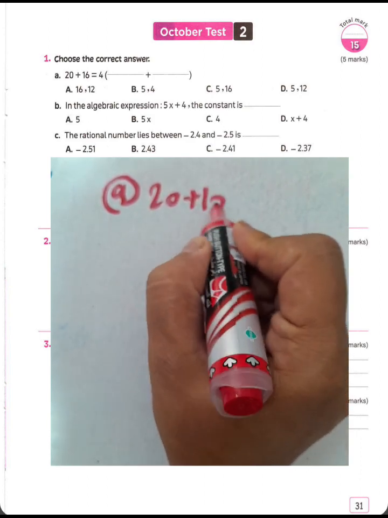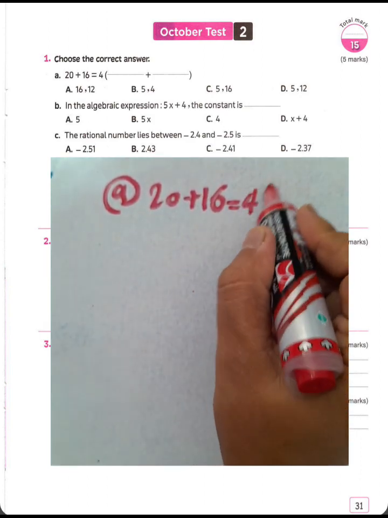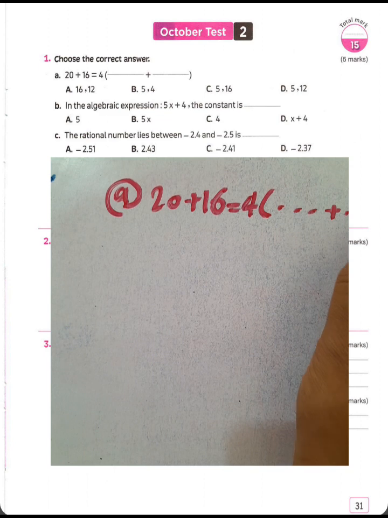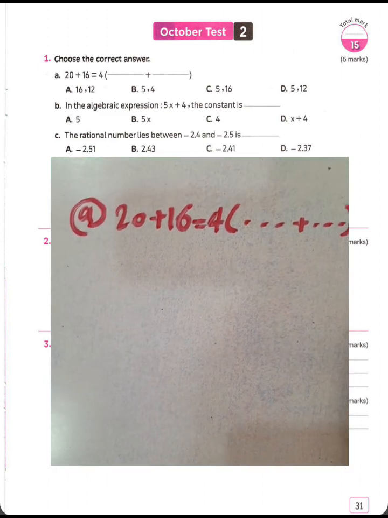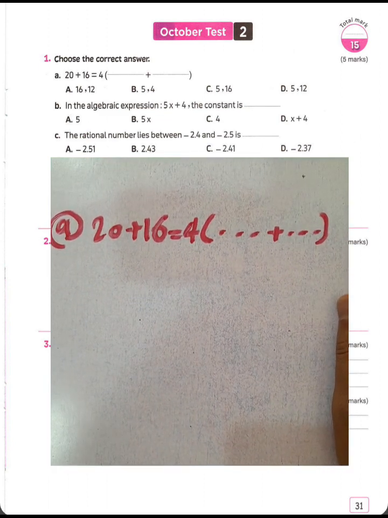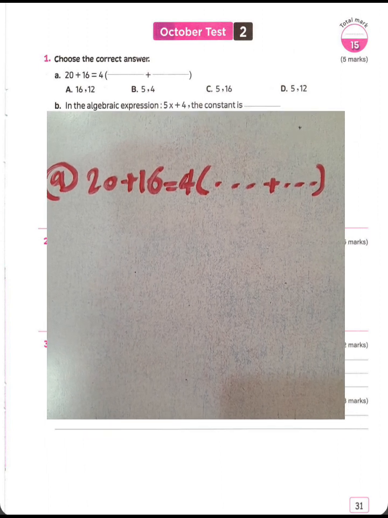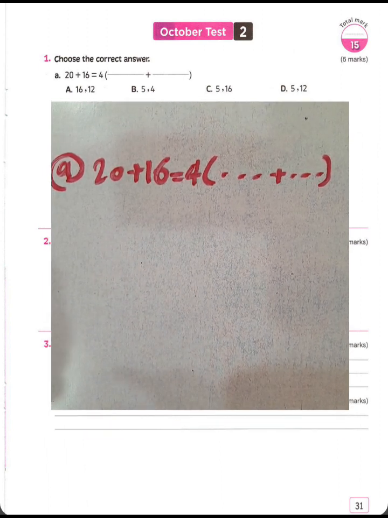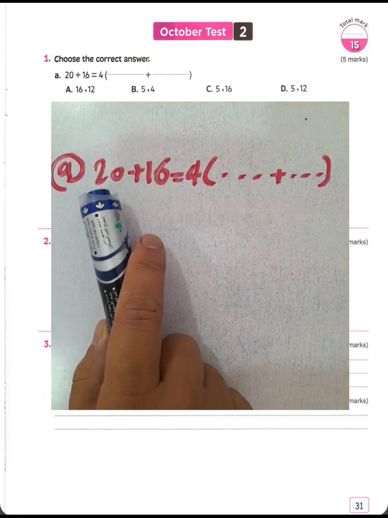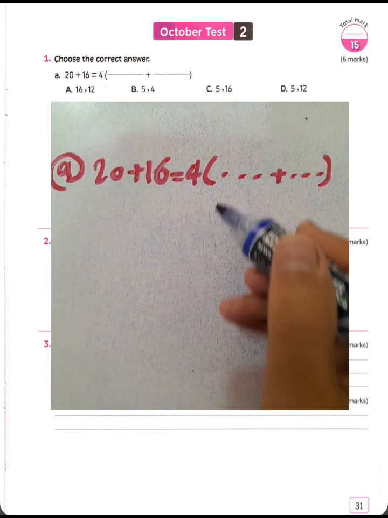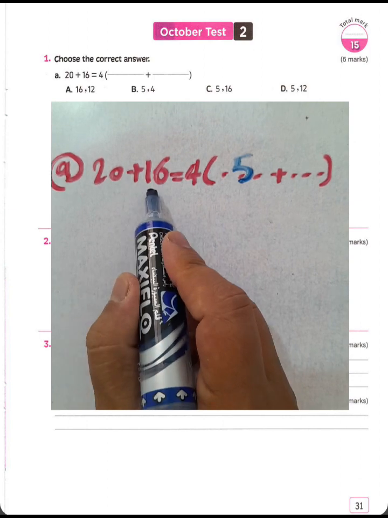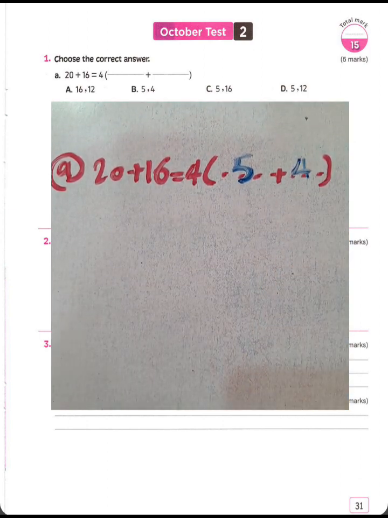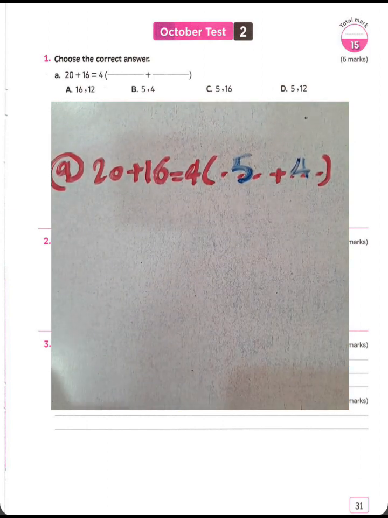20 plus 16 equals 4 multiplied by the parentheses. We know 20 and 16, the greatest common factor between the two numbers here equals 4. Then we can find the first number by using division. 20 divided by 4 equals 5. 16 divided by 4 equals 4. The result will be 4 times 5 plus 4.